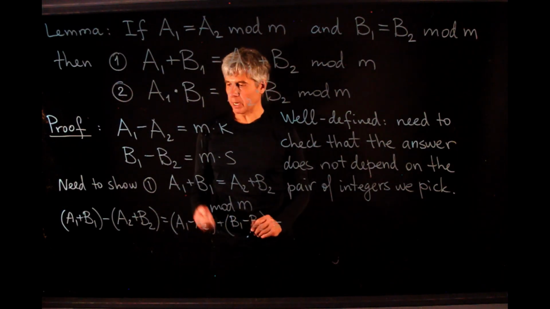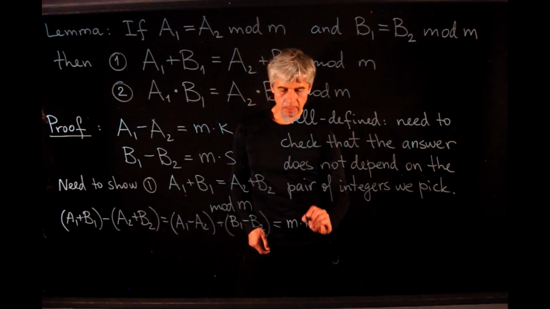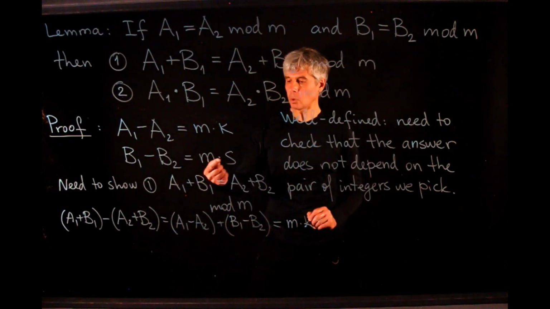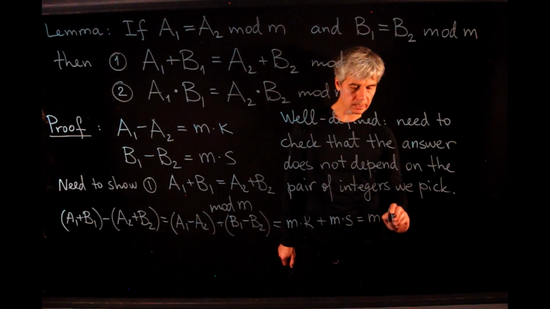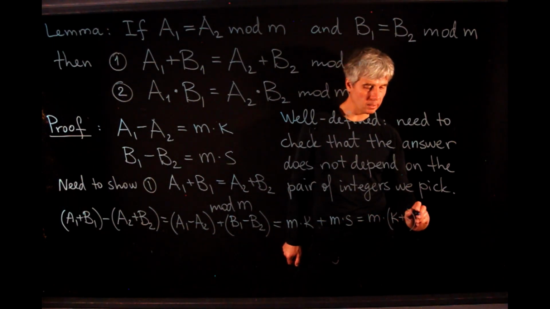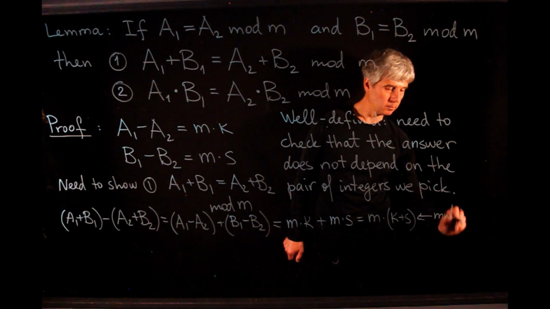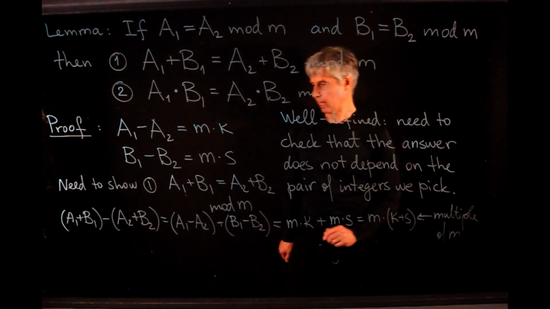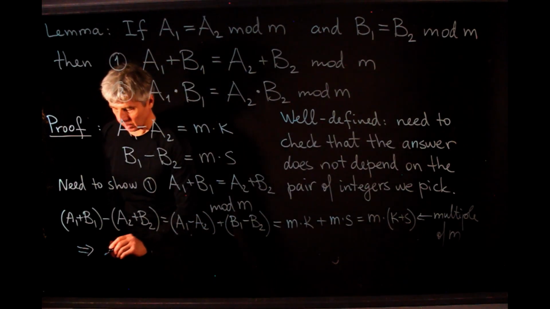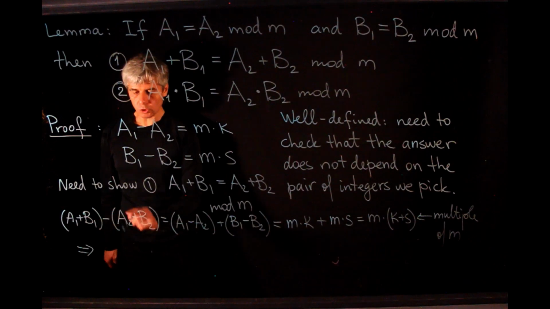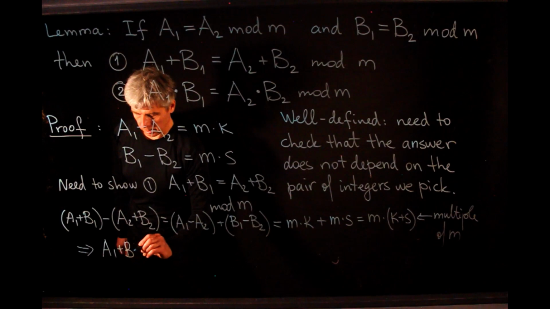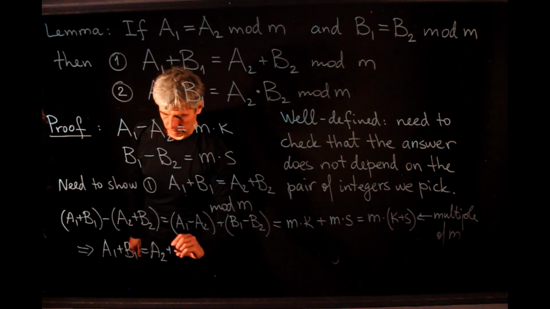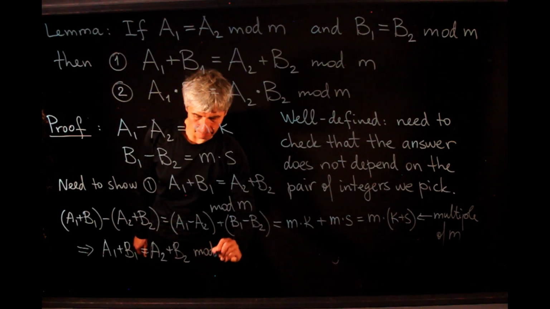And A1 minus A2 is a multiple of M. It's M times K. And B1 minus B2 is also a multiple of M. So this is M times S. And this is M times K plus S. And what we see is that this is a multiple of M. And the conclusion here is that these two integers have the same remainder after division by M, because the difference is divisible by M. So the conclusion is that A1 plus B1 has the same remainder as A2 plus B2 mod M.